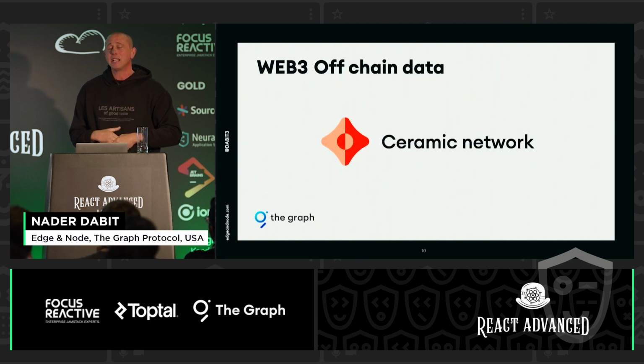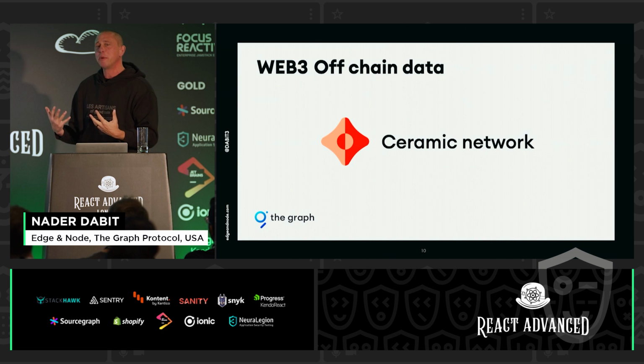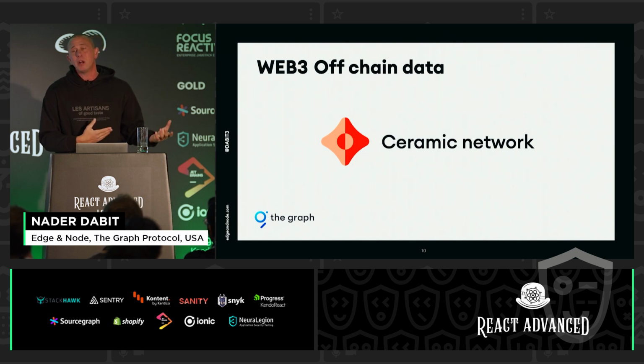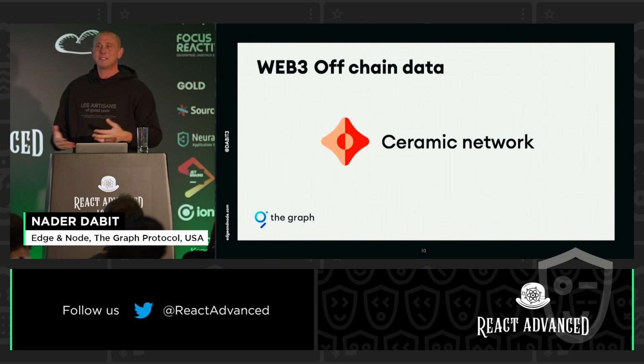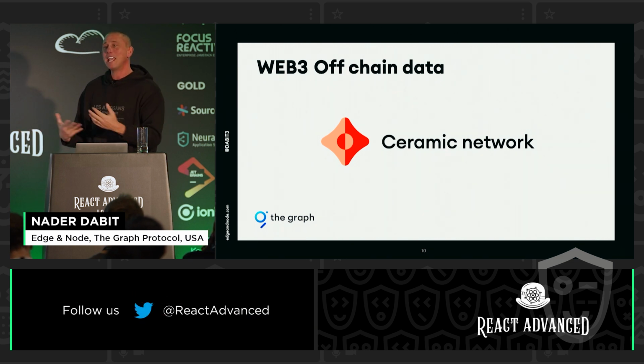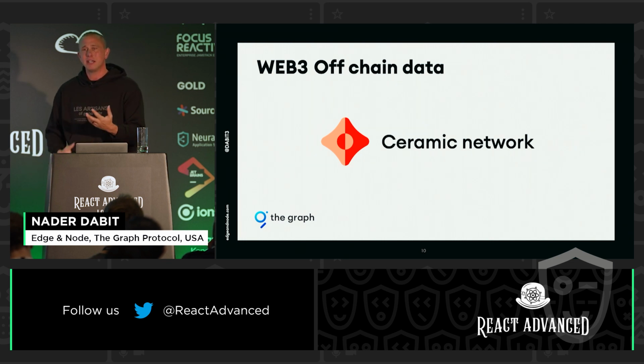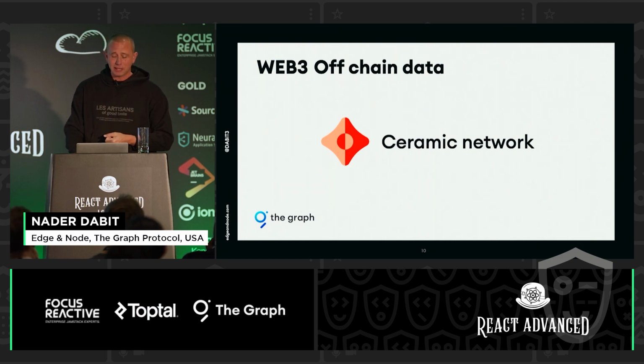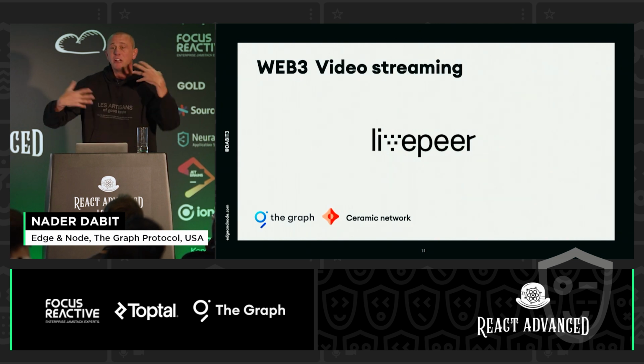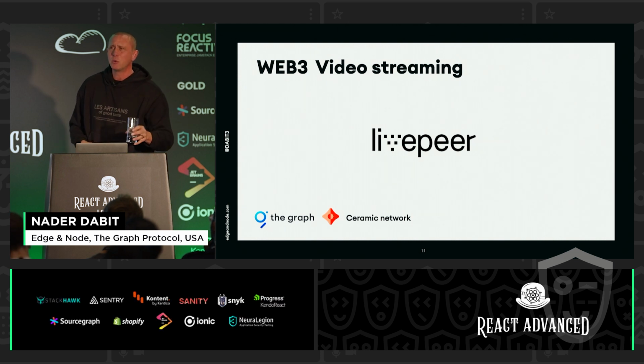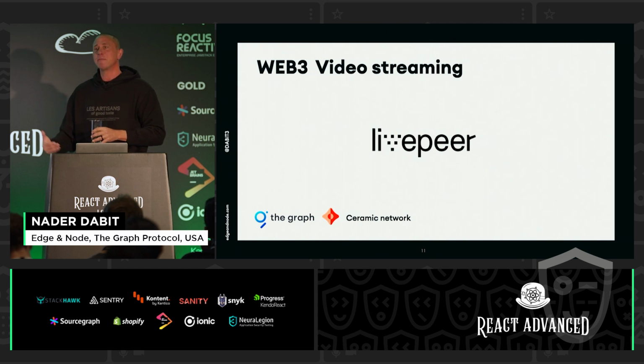Ceramic network is interesting. It is a decentralized network, but it's for off-chain data. So you don't want to store everything on a blockchain. You might want to have information that is available to save and read for free. So if you want to save something and you don't want it written with the transaction cost, you might use something like the Ceramic network. You have video streaming. Livepeer is a very, very successful decentralized live streaming platform. It's anywhere between 10x to 50x or more less expensive than using something like AWS.